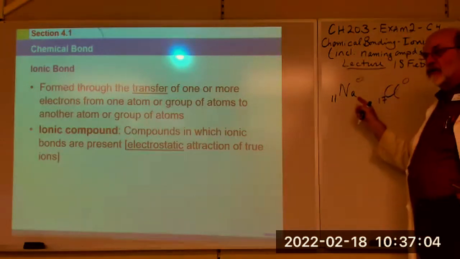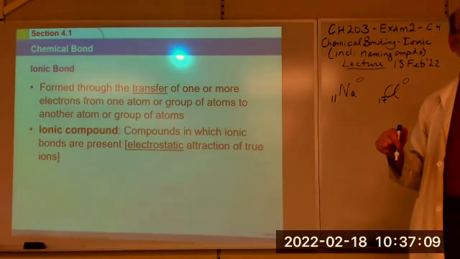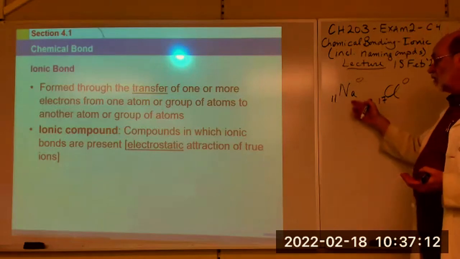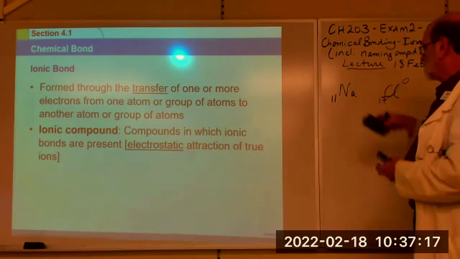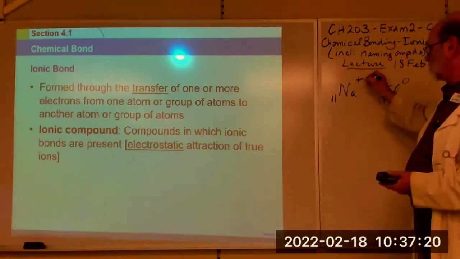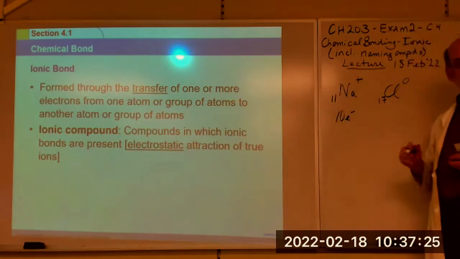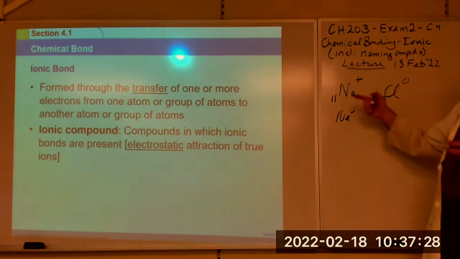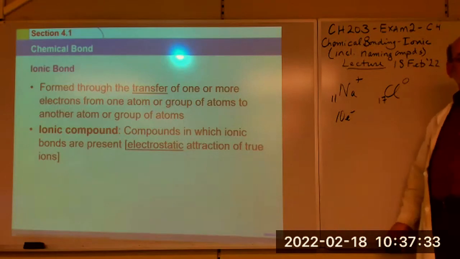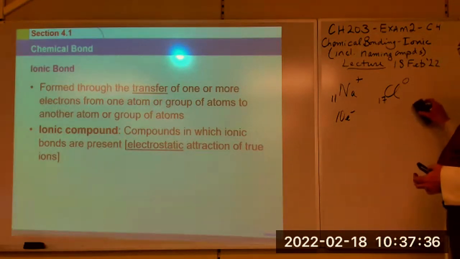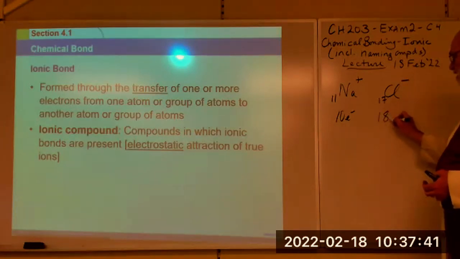Okay, sodium's a metal. Metals have a tendency to give up electrons when they react with other elements. So sodium's going to lose one electron, which makes it a positive ion. So now we only have 10 electrons for that ion. That gives it an excess of one proton. Chlorine is a nonmetal. Nonmetals tend to accept electrons. So chlorine would accept an electron, give it a negative charge, and now it has 18 electrons.